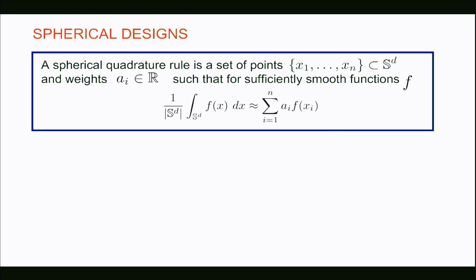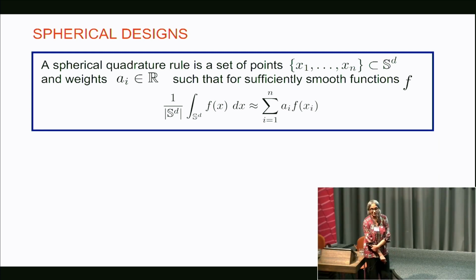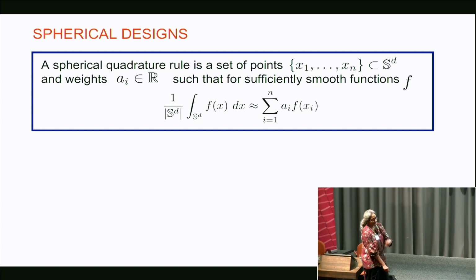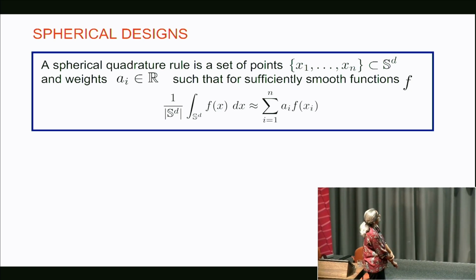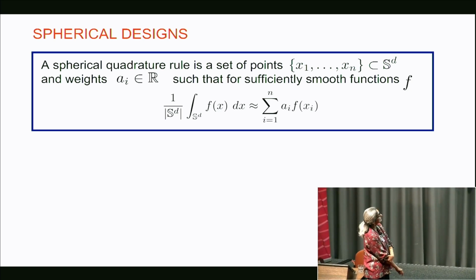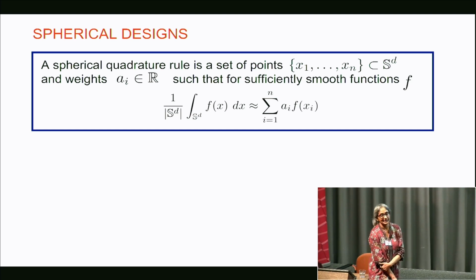Let me quickly recall what a spherical design is, and then we'll put this on graphs. A spherical design is a quadrature rule. It is a collection of points on the sphere, say x1 through xn, and they come with weights. These weights are real numbers, let's call them a sub i for each xi. The property they should have is that if you have a sufficiently smooth function f, then the global average of the function on the sphere, which is what you see on the left, is roughly the same as the weighted average of the function values at these points xi. That is a quadrature rule.